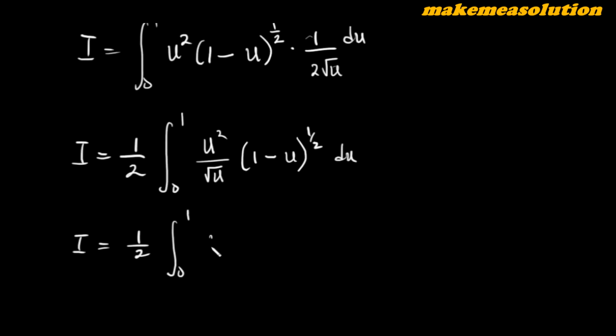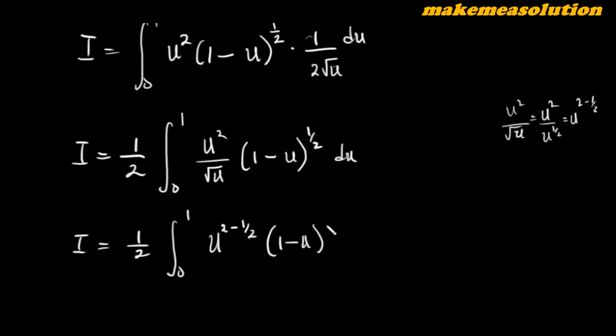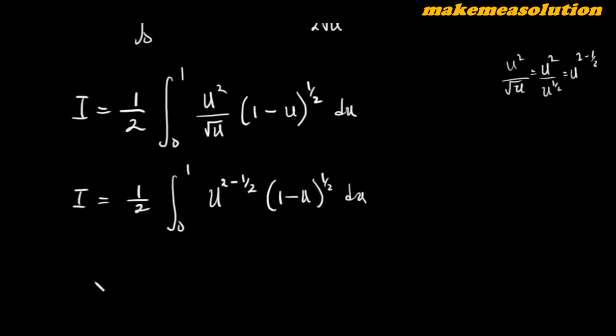Applying the law of indices, you're going to have u to the power of 2 minus 1 over 2, because this u squared all over root u is still the same thing as u squared all over u to the half, and this is u to the 2 minus 1 over 2 by the law of indices. So you have 1 minus u to the 1 over 2 du. So at the end of the day, we're going to have I as 1 over 2 integral from 0 to 1. Then we now have u raised to the power of 3 over 2. Okay, then 1 minus u raised to the power of 1 over 2 du.